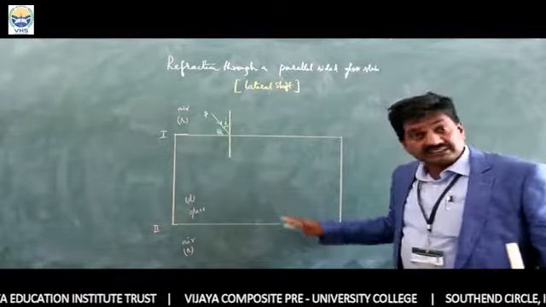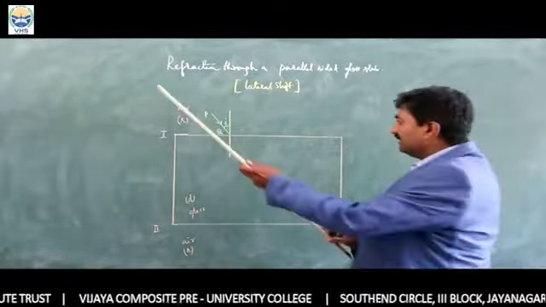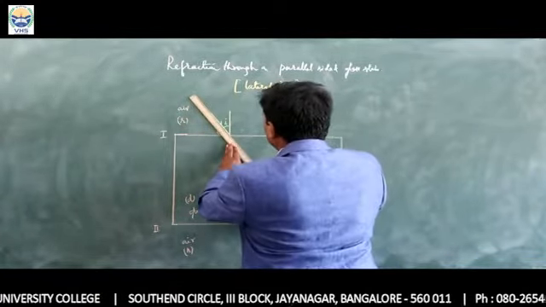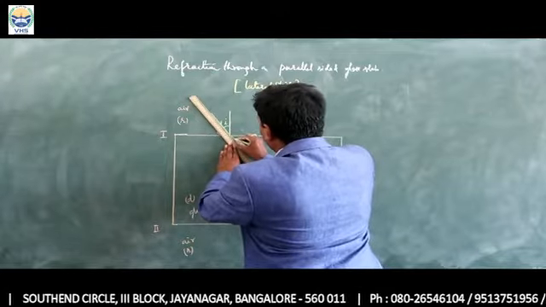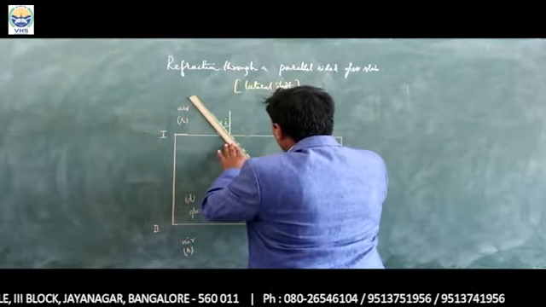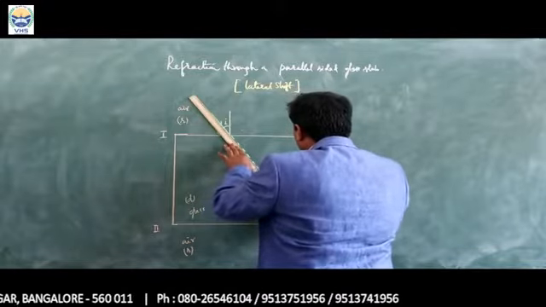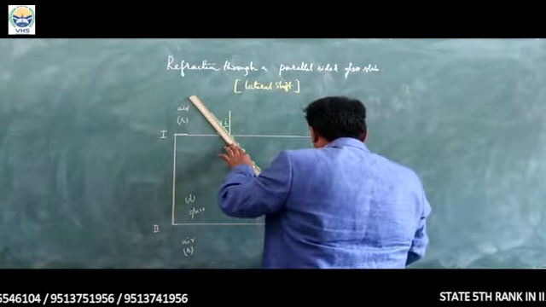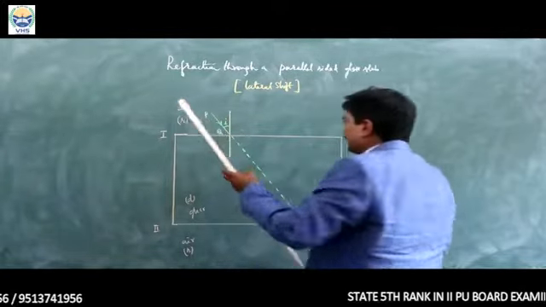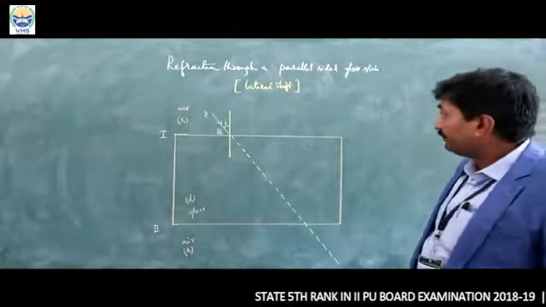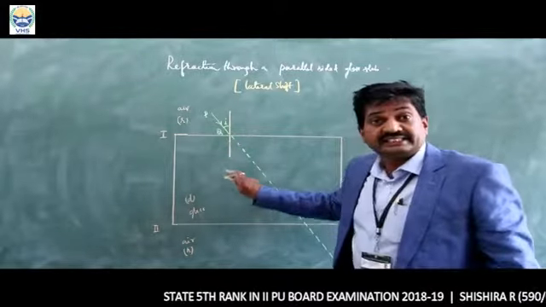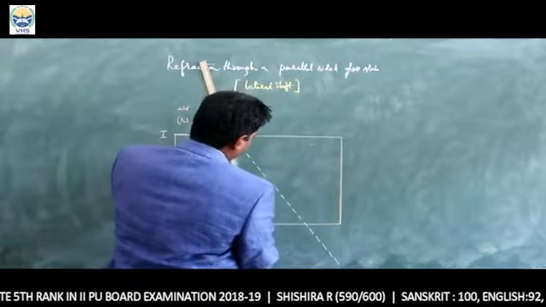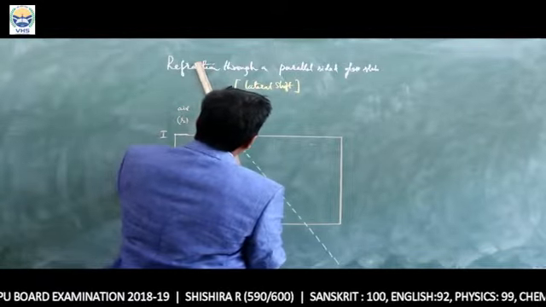The angle of incidence is denoted by I. In the absence of this denser medium, that is the glass medium, the incident ray would have gone straight like this. The dotted line indicates the direction of the incident light. But because of this denser medium, it undergoes refraction. It bends towards the normal.